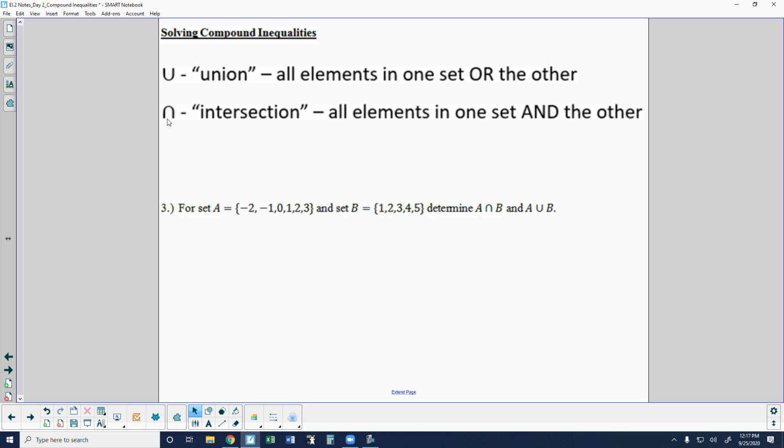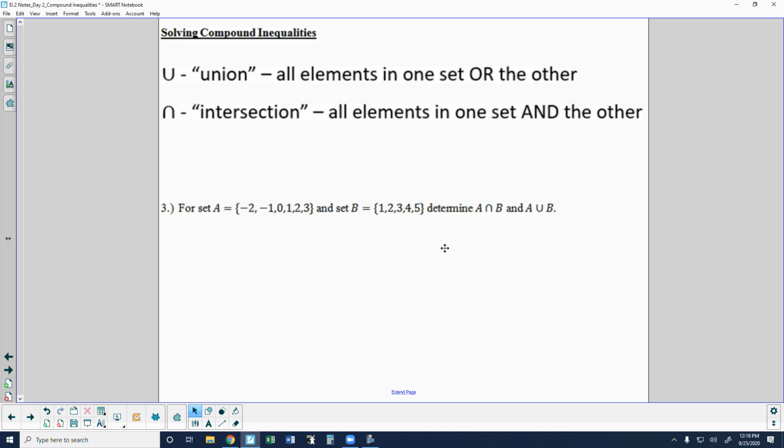The upside down U is what we call an intersection. And this is when we're looking for elements that are in both sets. So we have two different groups and any element that is associated with both of those two groups. The union is what we talked about in the previous video as relating to the word or. And the intersection is what we talked about as relating to the word and. So if we want to look for keywords that clue us in on a union or an intersection, or would mean union, and would mean intersection. So let's take a look at an example of how that works.